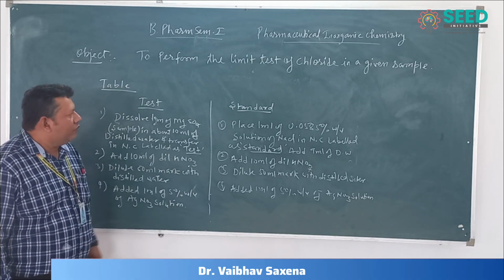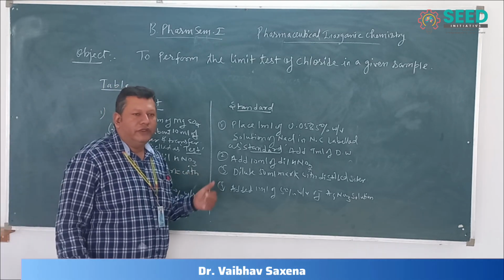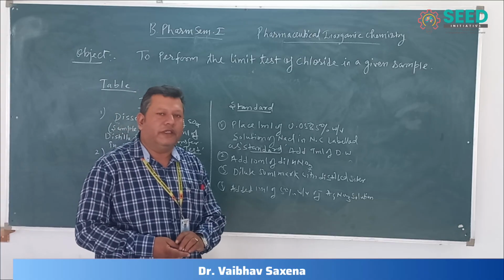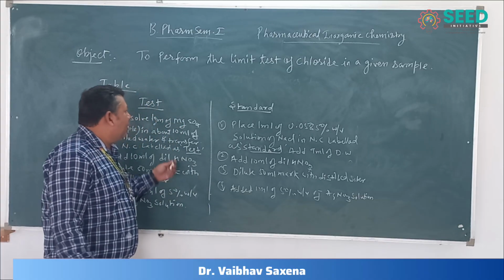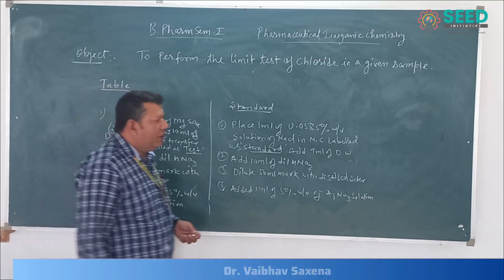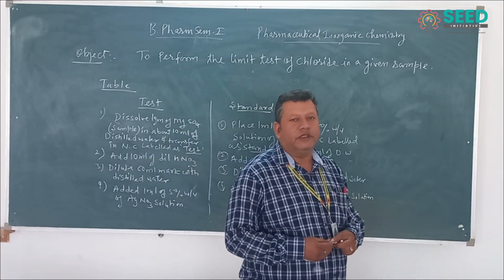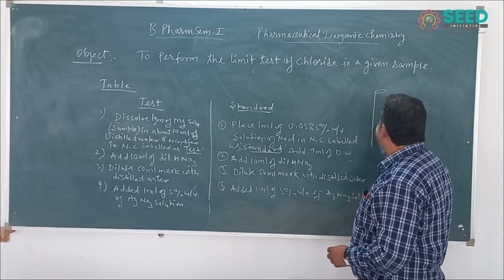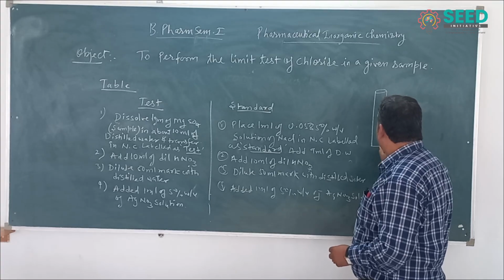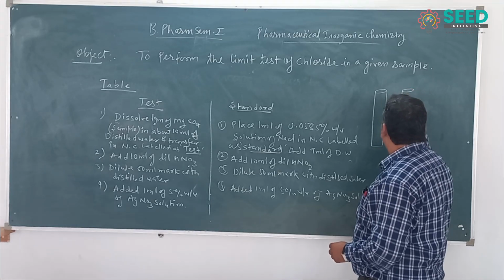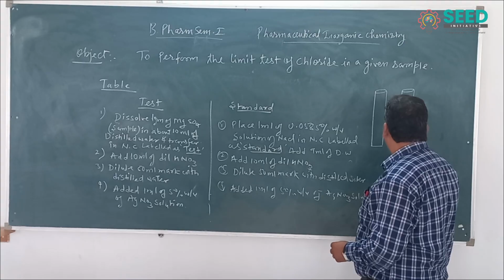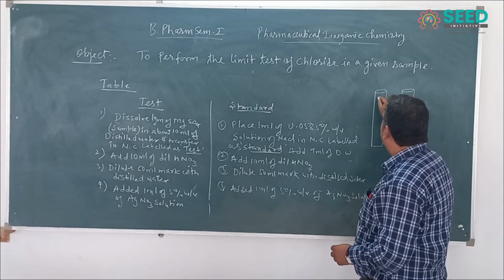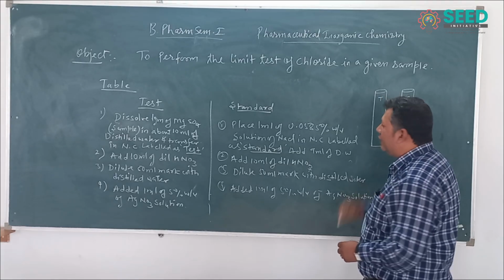And then there is an observation table, which we are taking in today's practical, on how to perform the test and standard. First, we make the glassware which is used in this limit test. This is the Nessler cylinder. First, we draw the Nessler cylinders, one for the test and another for the standard, and then label them test and standard.